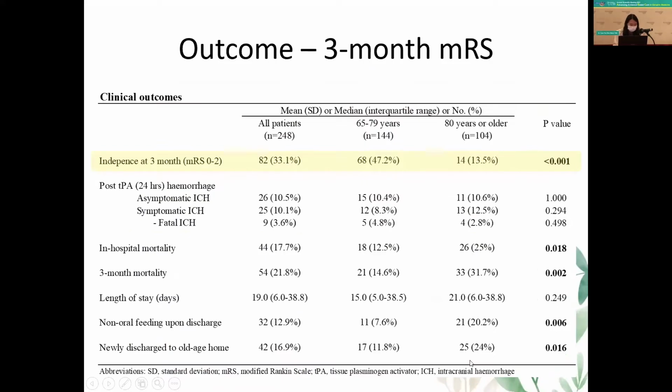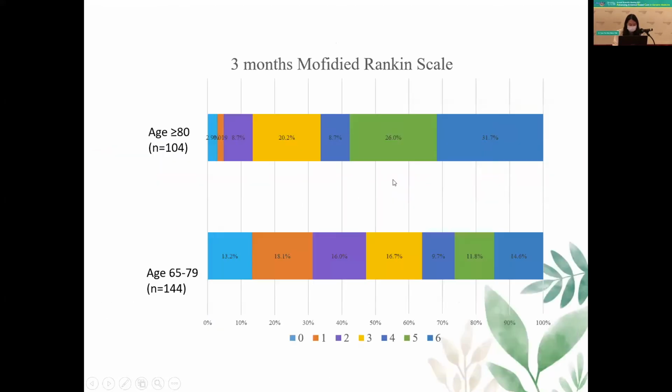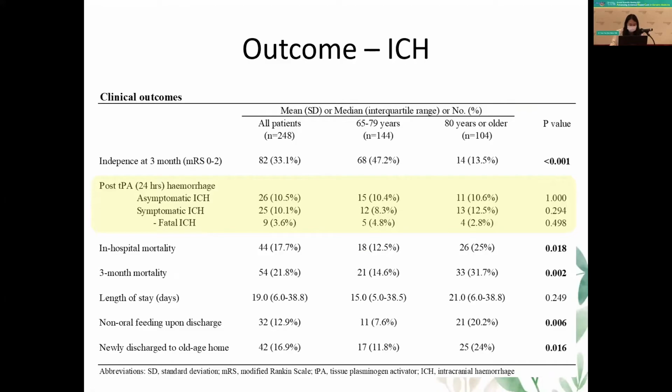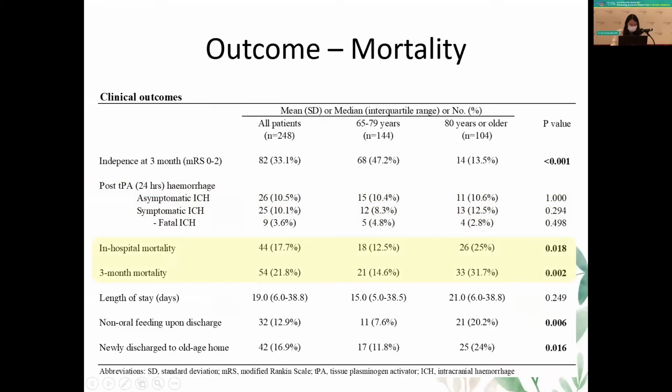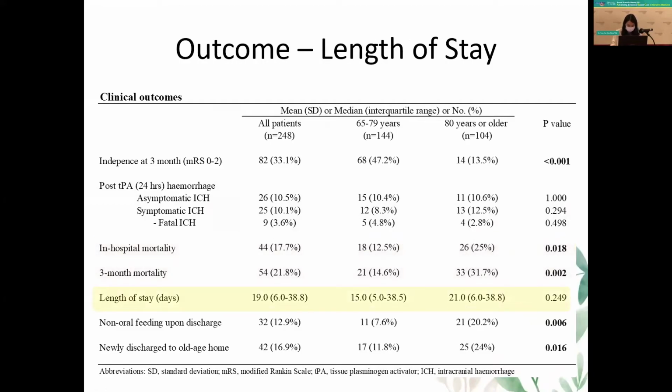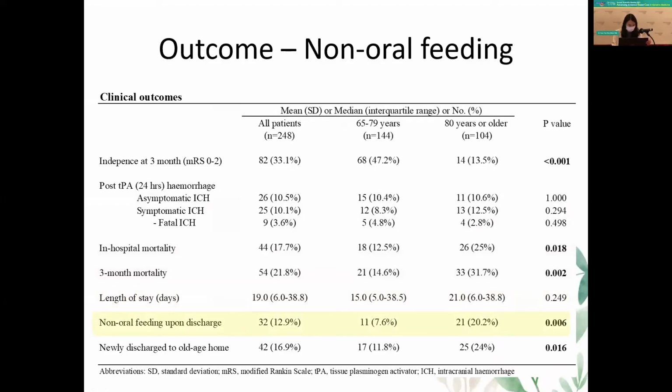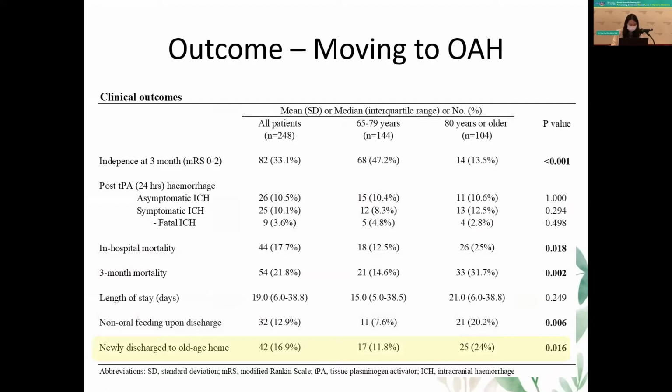For the primary outcome, significantly more patients in the young group were able to achieve functional independence at 3 months. The following shows the 3-month distribution of the MRS score between the two groups. So a generally worse outcome can be appreciated in the older group of patients. For the secondary outcome, the rates of post-TPA ICH were not significantly different between the two groups. Both index and 3-month mortality were significantly higher in the older group. Almost 1/3 of the old died at 3 months. The length of stay did not differ. More patients in the old required use of non-oral feeding, as well as moving to old age home upon discharge.